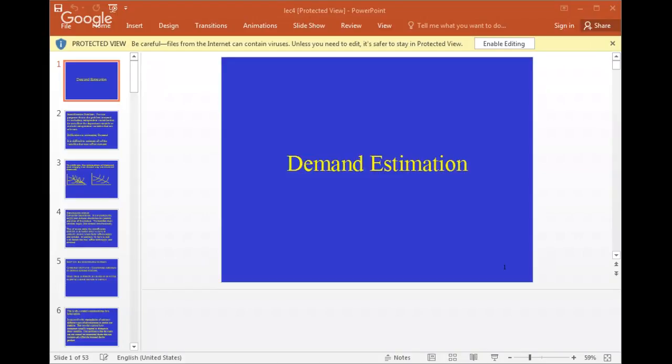Okay, the next question is, how well does the regression fit the data?